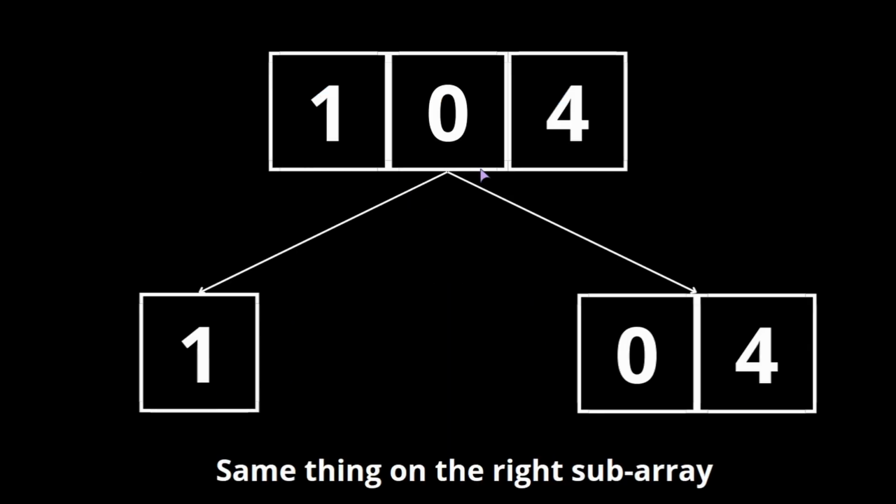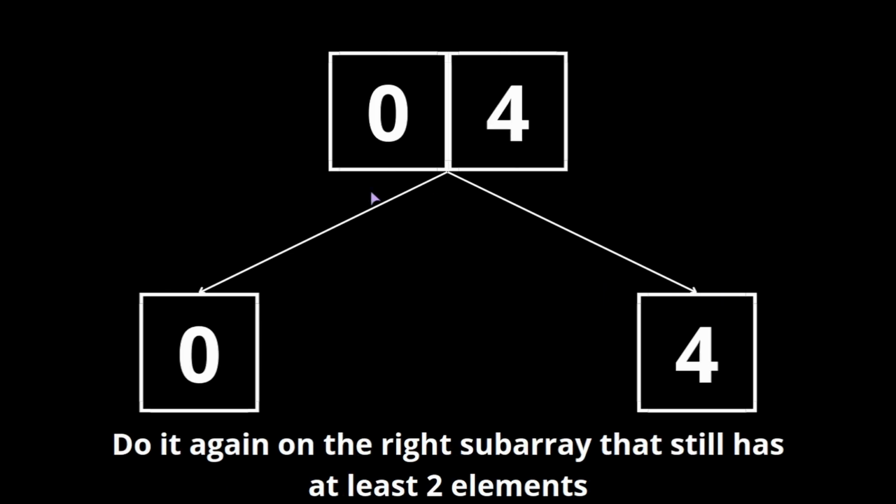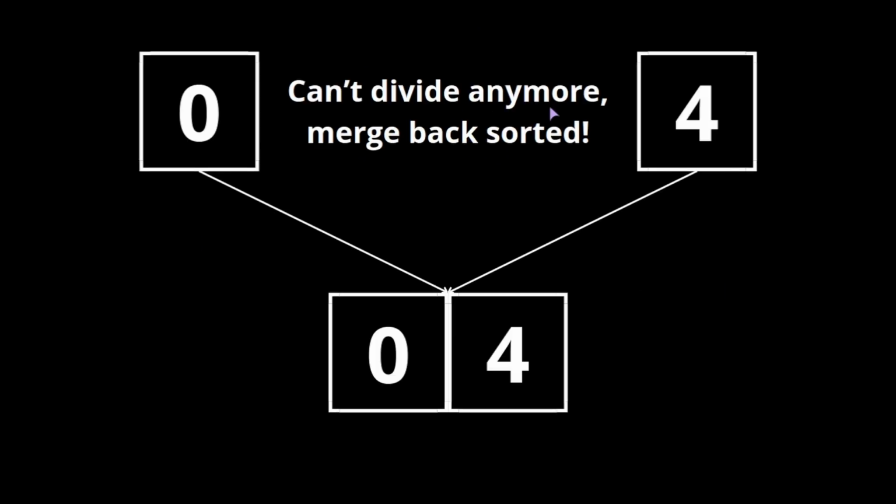Now let's do the same thing on the right subarray of the original array. Let's divide it into two. So we have the left subarray being the number 1 and the right subarray containing two elements, 0 and 4. And as we cannot divide 1 any further, let's apply merge sort on the right subarray that still has two elements and divide it into 0 and 4. And now that we cannot divide any further, we're just going to merge them back in a sorted format. In this case, it's already sorted, so we just bring them back together as 0 and 4.